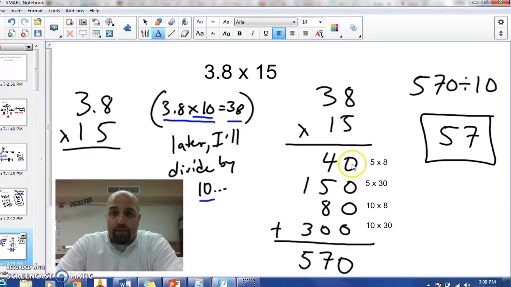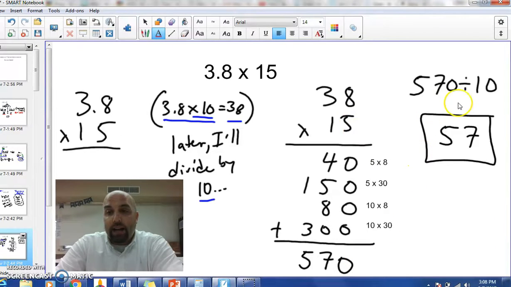Now, I'm going to add. And you can add however you like. I might do it like this. 40 plus 150 is 190. 190 plus 80 is, 190 plus 10 is 200. And then I've got 70 more, so 270. And then 270 plus 300 is 570. So when I do 38 times 15, I get 570.